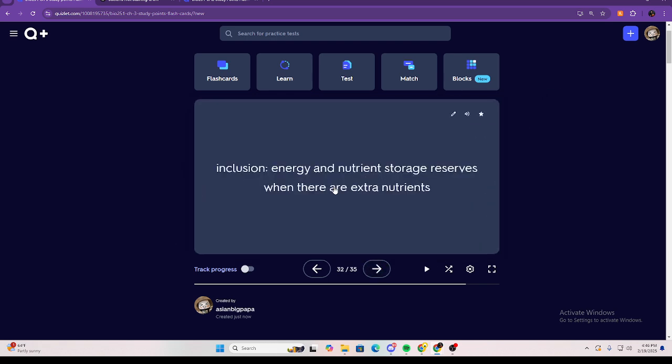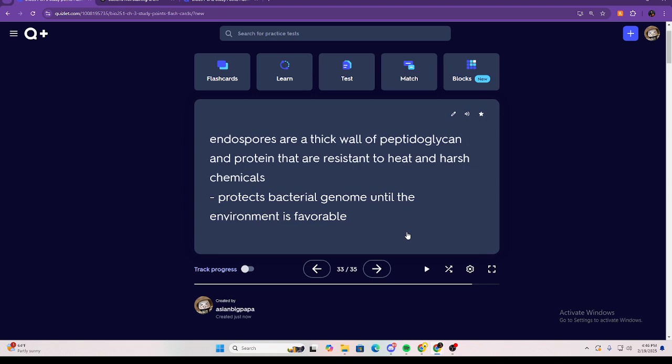Storage granules, inclusions, you don't really need to know this that much, but basically it's just where extra nutrients are stored in the cell. Endospores, you need to know this. Endospores are basically a thick, dry wall of peptidoglycan, like a sheet of body armor around the cell, that basically makes the bacteria more resistant to heat and harsh chemicals, which allows it to live in extreme environments.